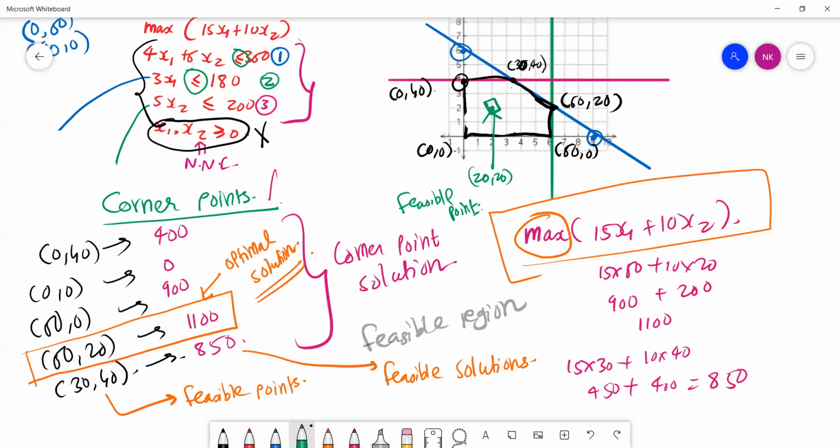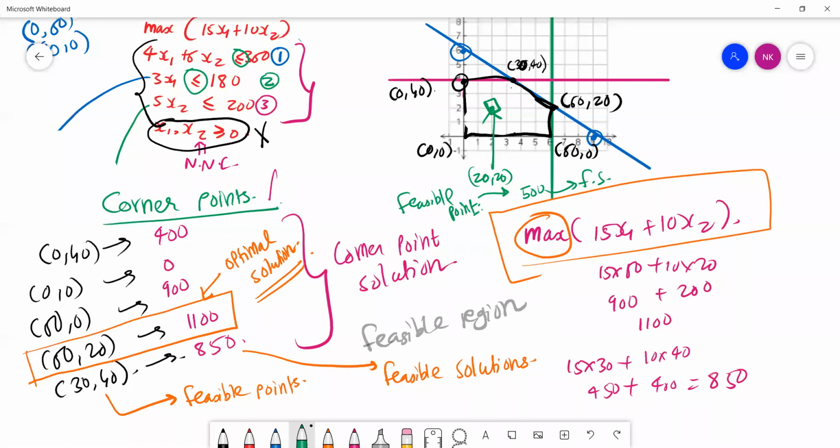What are the feasible points? The points which are satisfying all the constraints are called the feasible points. So this 20, 20 is also termed as the feasible point. The solution corresponding to this 20, 20, that is 300 plus 200, so it will be 500, is called the feasible solution. But remember, they are not the corner point solutions, they are only the feasible point and the feasible solutions.